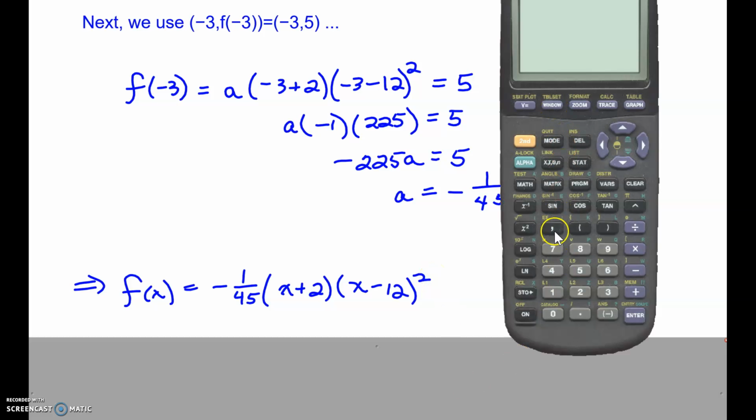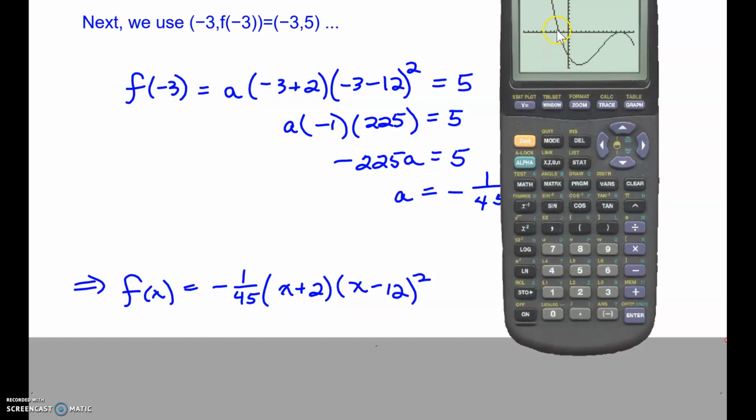And I would want to go ahead and take my calculator and clear this out. And let's put in this new one, -1/45. And then just parentheses the x plus 2, close that, parentheses x minus 12, and we're going to make sure we square that. On this one, the window is going to need to be adjusted, because if I have a real 0 at 12, I need to go beyond that on my x-axis to see it, so I'm going to go up to 15. Let's go ahead and take a look then at the graph.